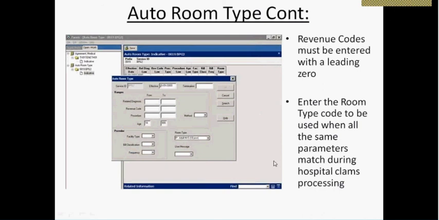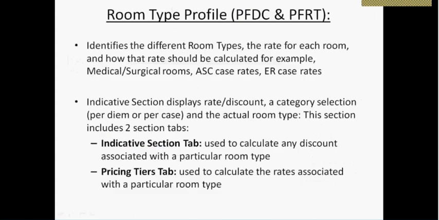So continuing with more information on the room type profile, it identifies the different room types and how the rate should be calculated. For example, if it's a medical or professional claim, or if it's a surgical room, ESC case, emergency case rates, etc. And it has a couple of tables, tabs, that tell you about the indicator section, more information to be provided. That means it will help you to calculate any discount associated with a particular room type, or to use the rates associated with a particular room type.